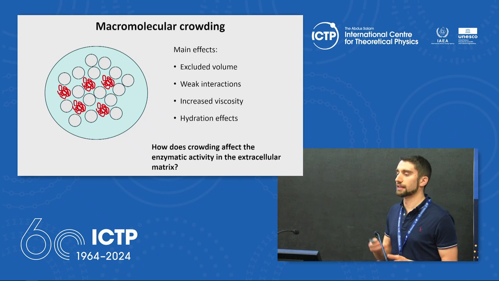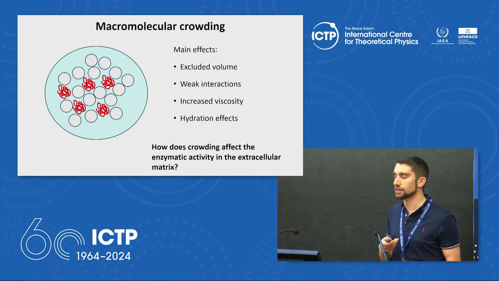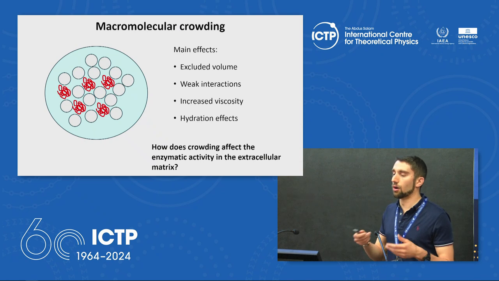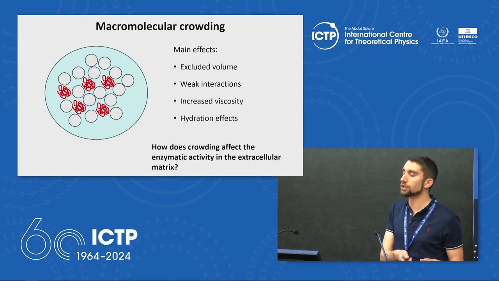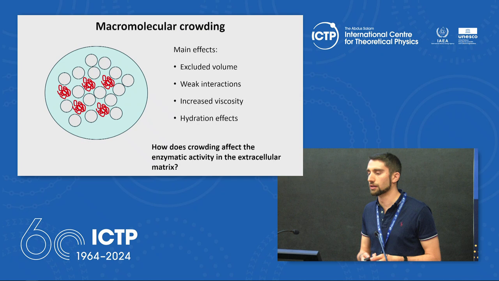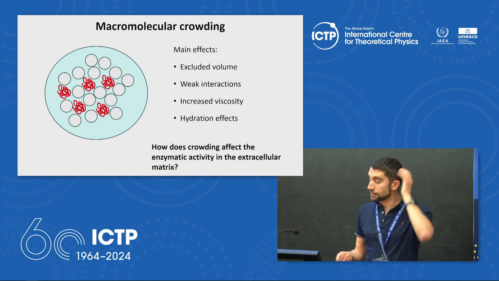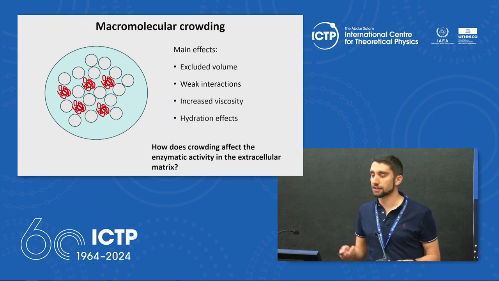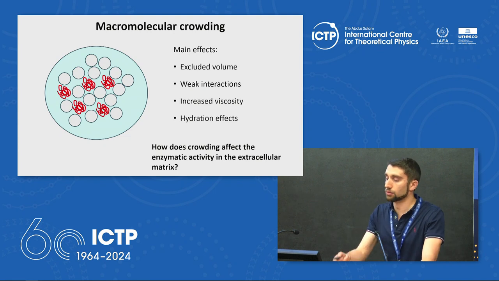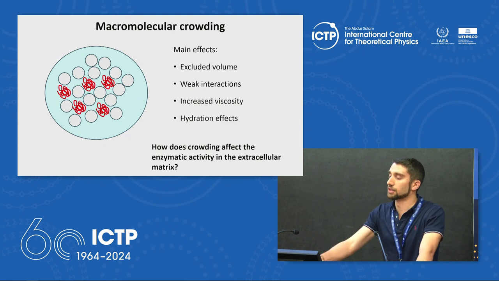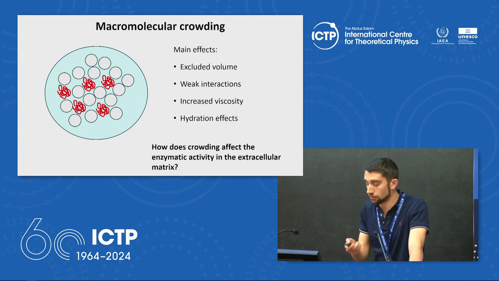Excluded volume effects, weak interactions, increased viscosity, hydration effects, and all of these lead to changes compared to what happens in dilute conditions, which is what is typically done in experiments, and what happens in the extracellular matrix and in cells. Therefore, this is the question that XCrowd wants to face. How does crowding affect enzymatic activity in the extracellular matrix?